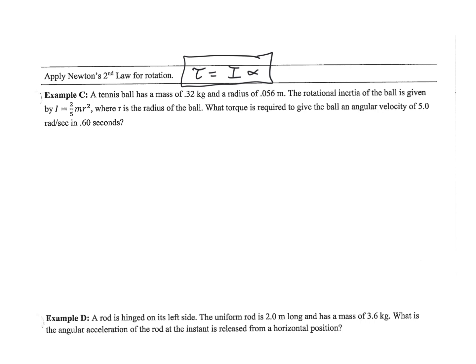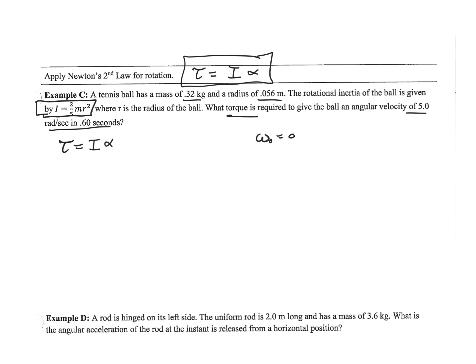We have a tennis ball that has a mass and a radius. Rotation of the ball is given by an equation. Told you they'd always give you the equation. What torque is required to give us an angular velocity of 5 radians per second in 0.6 seconds? If we're looking for torque, we need I, which we're going to be able to find, and alpha, which we don't have. What we have is omega.